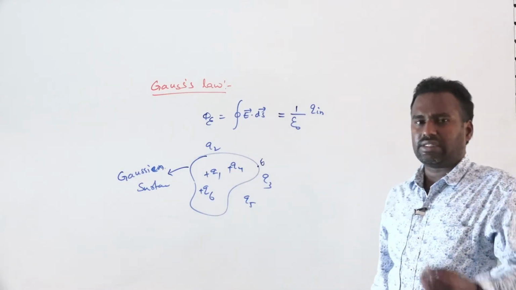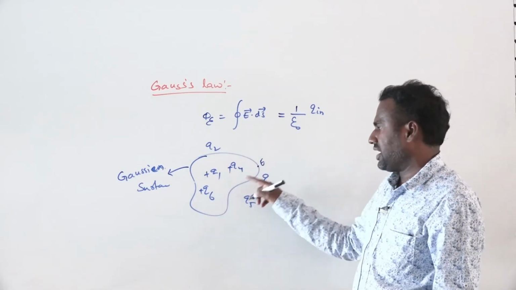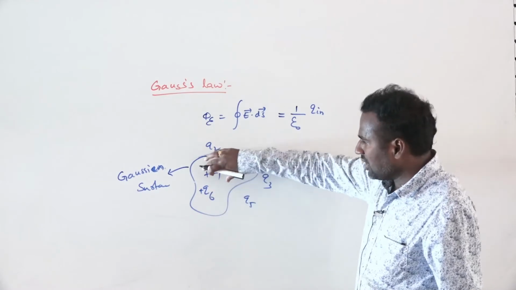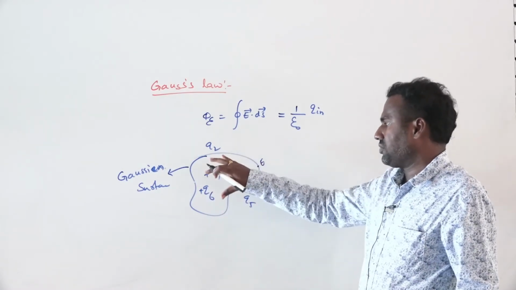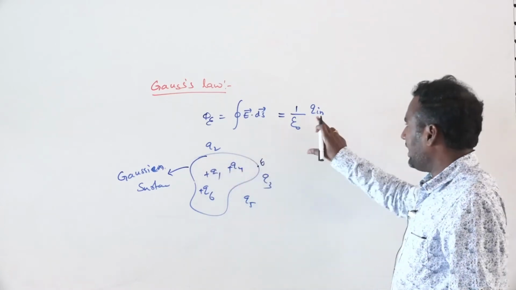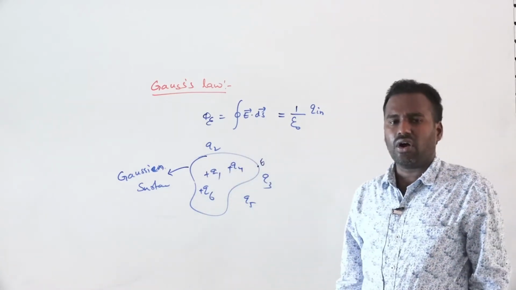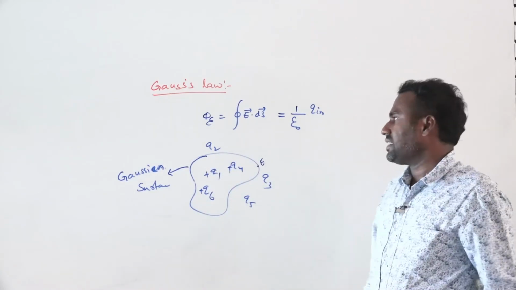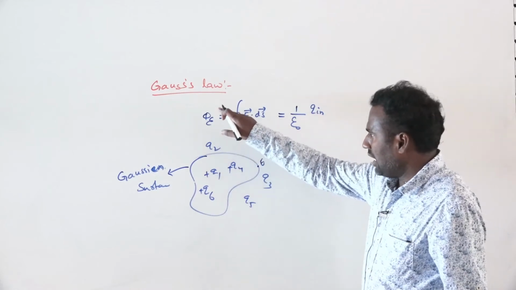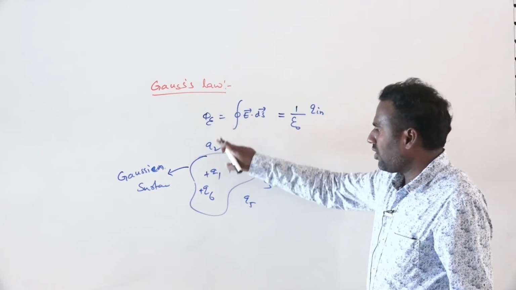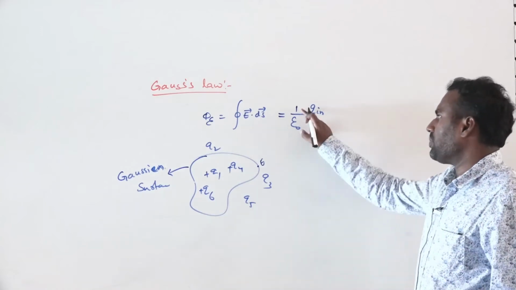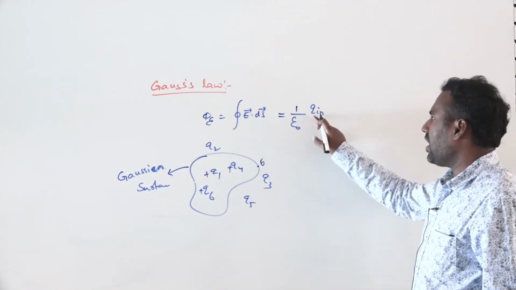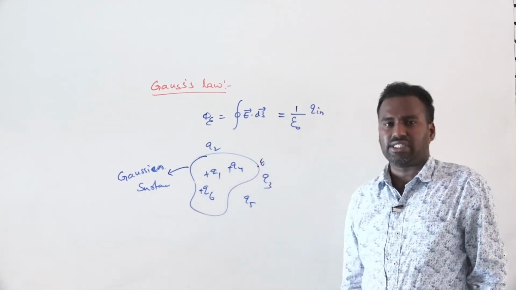So, the significance of the Gaussian surface is that, within the closed surface, the flux enclosed is due to the charges inside. According to Gauss law, the total electric flux enclosed within the Gaussian surface is 1 by epsilon naught times the charge present within the Gaussian surface.